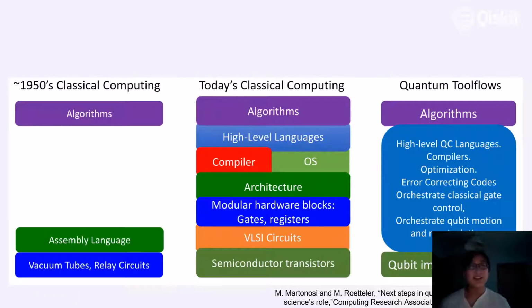To dive under the hood of what a quantum computer looks like underneath, in the 1950s, the classical computers, so say your cell phones and laptops and whatever you use, those looked pretty bare bones. But those computers today have now evolved to have so many different layers.